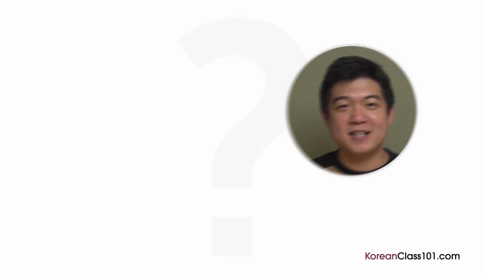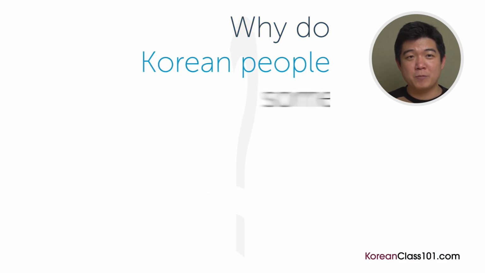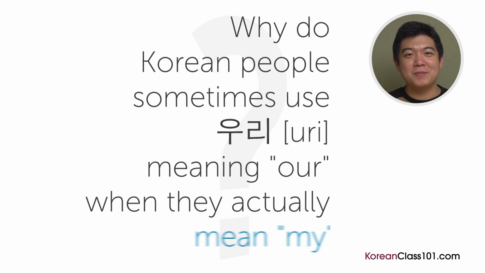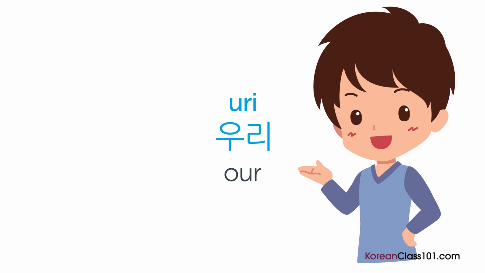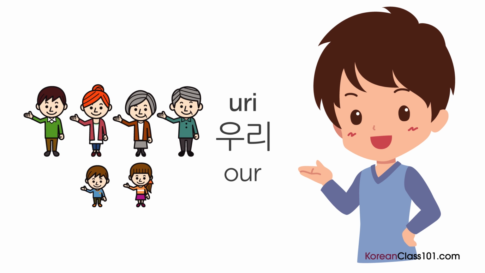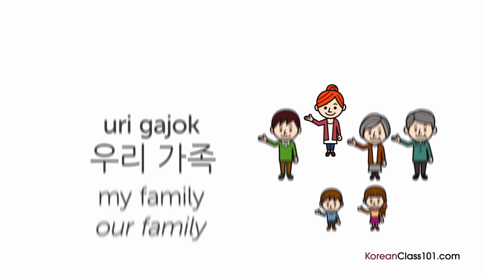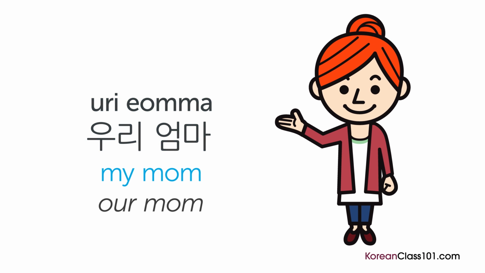The question for this lesson is, why do Korean people sometimes use 우리, meaning our, when they actually mean my? Korean people sometimes use the word 우리, meaning our, instead of my, when talking about a group that he or she is a part of. For example, my family, 우리 가족. It literally means our family. And the list goes on, for example, 우리 엄마, my mom, or literally our mom.